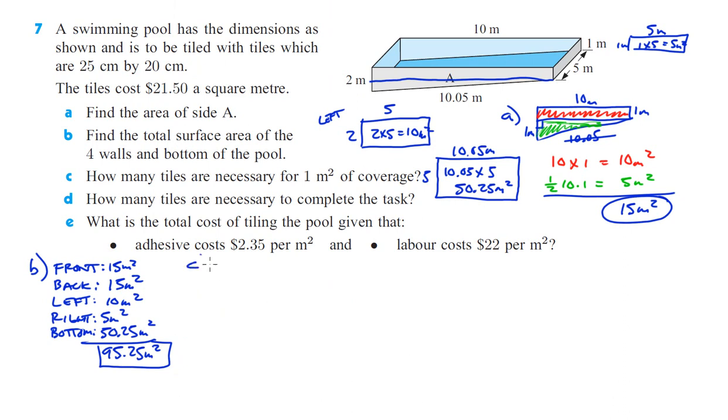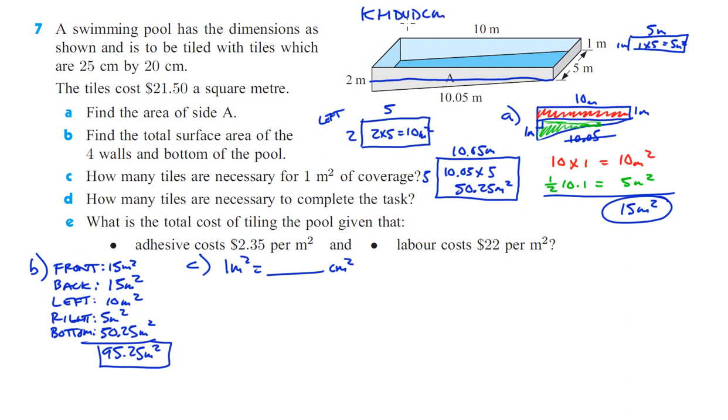Okay. Part C says how many tiles are necessary for 1 square meter of coverage. So we know that we've got 25 by 20 centimeters. So let's turn this 1 square meter into centimeters. So 1 square meter is equal to how many square centimeters? So King Henry died unexpectedly drinking chocolate milk.